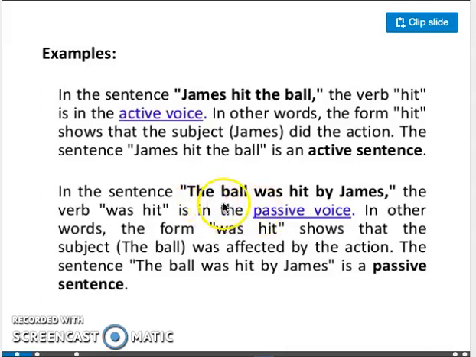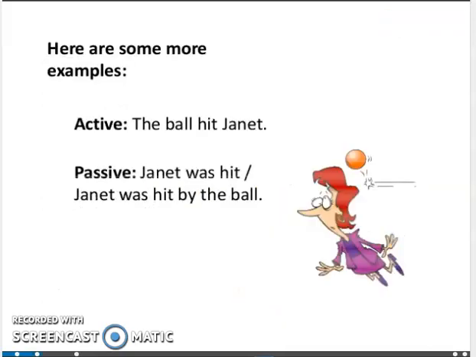The ball was hit by James. Who or what is the subject in this sentence? The ball is the subject. What is the verb or verbs in this instance? Was hit. Is the subject performing the action? Well, it looks to me that the action is happening kind of opposite. The ball's not hitting anyone. James hit the ball. The ball was affected, impacted by this action, was hit. Therefore, it's passive voice.